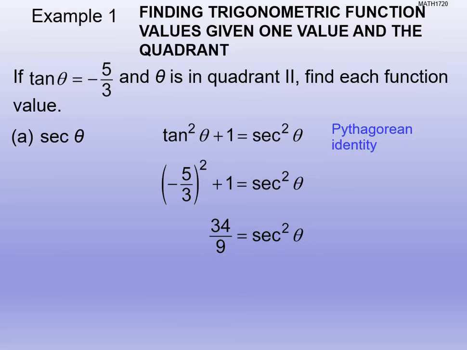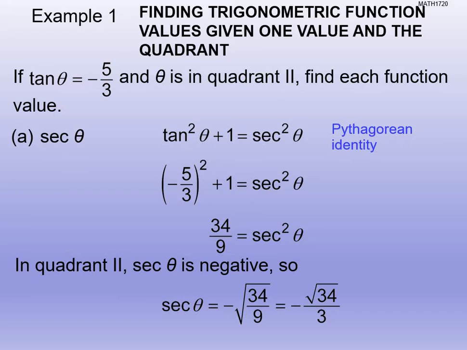Equals secant squared. Now, secant is squared. How do we undo a square, right? We should square root both sides. Remember, when we're solving and we square root both sides, there are two answers. There's a plus and a minus. Okay? So when we do that, we get plus or minus.